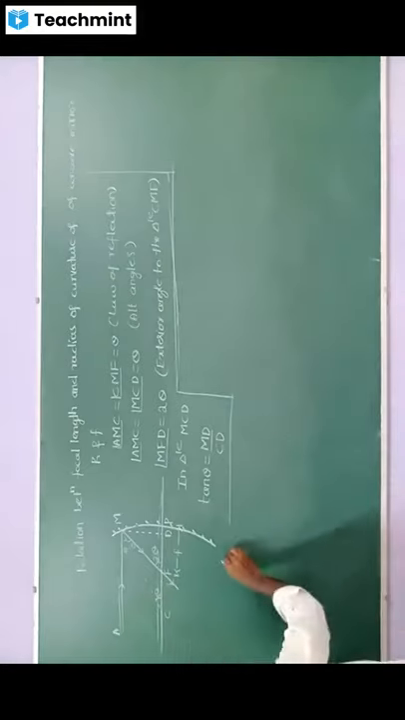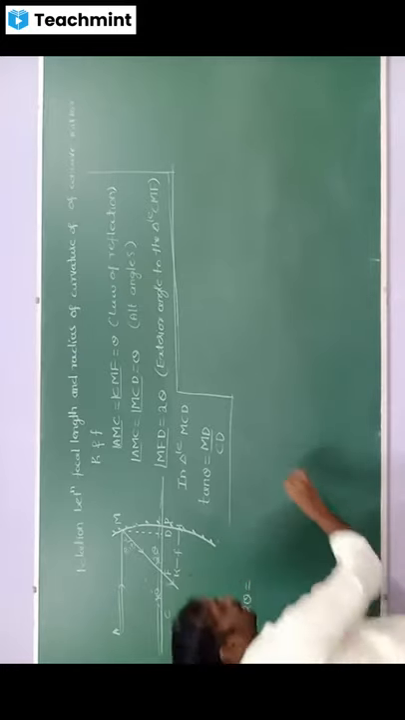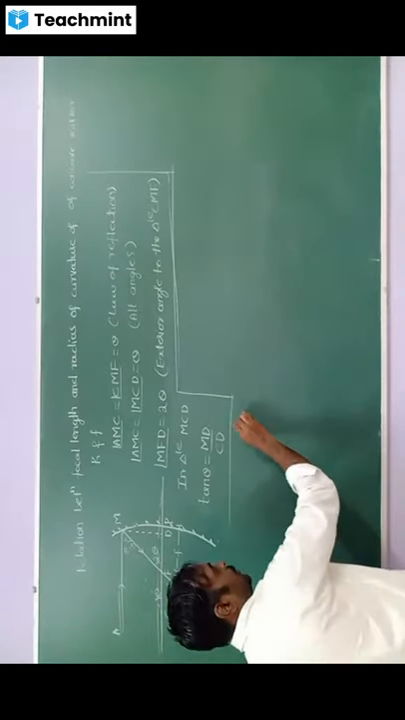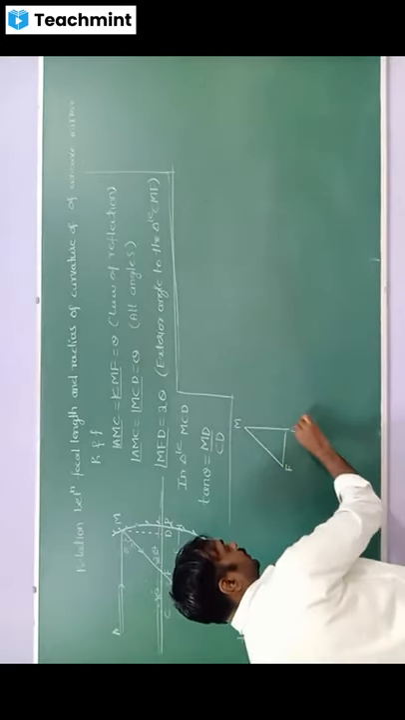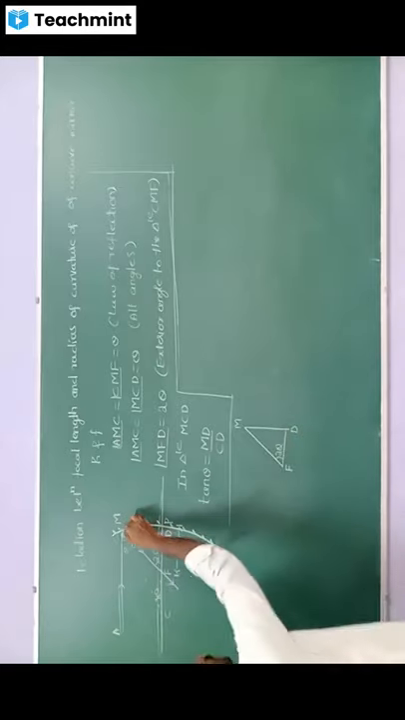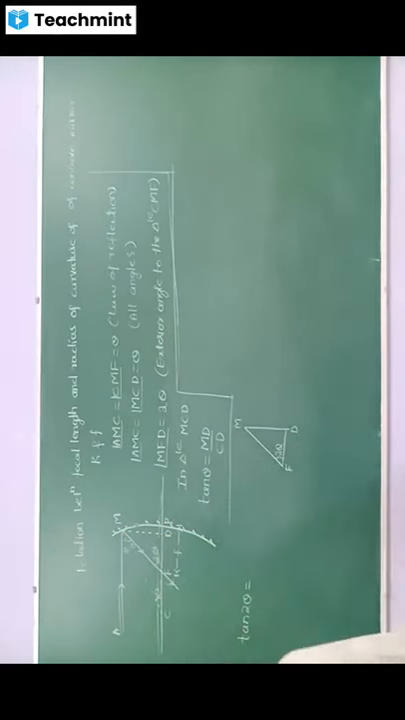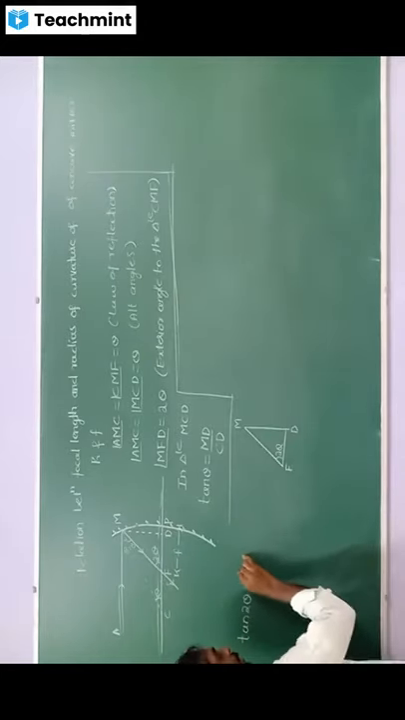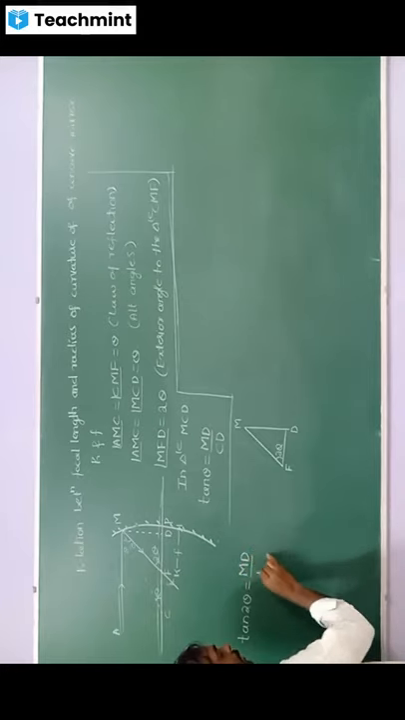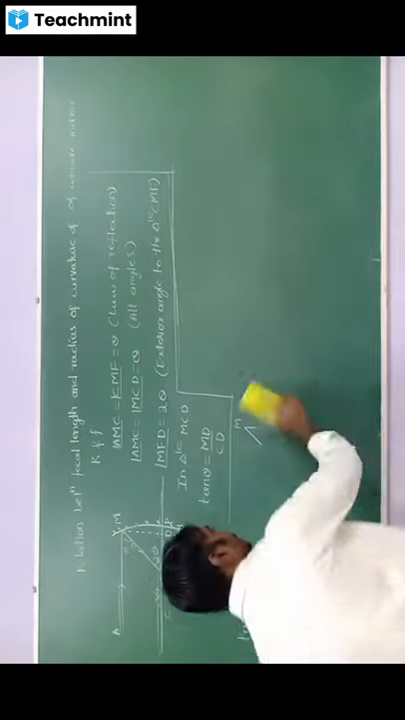So here I'll consider another triangle, tan 2 theta. Tell me, what is tan 2 theta? In triangle MFD, tan 2 theta will be MD by FD. Yes, MD by FD.